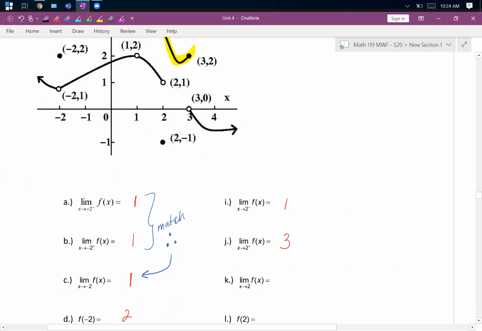In part K, we want to find the limit as x approaches 2 overall. Does that limit exist?